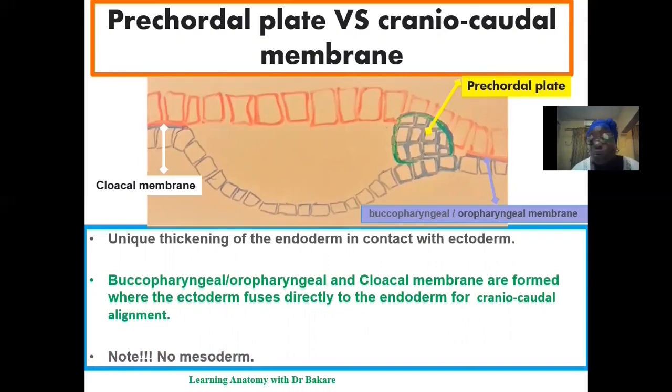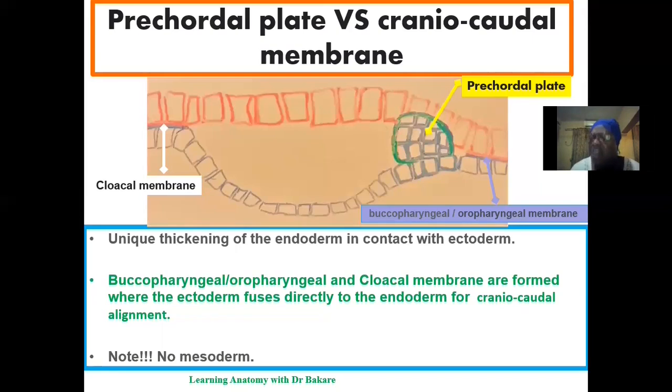We should also know that at the point where we have the formation of the buccopharyngeal membrane and the cloacal membrane, there is no mesoderm created in this region. It's just a contact point between the superior ectoderm and an inferior endoderm, because we've said that during the 3rd week of development we have the formation of 3 germ layers.